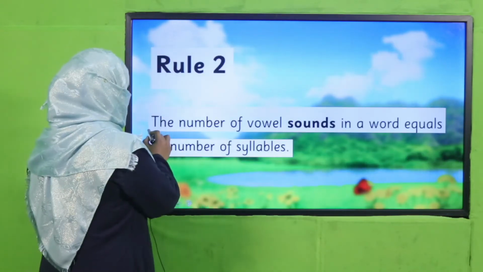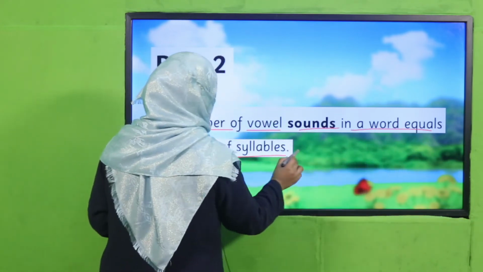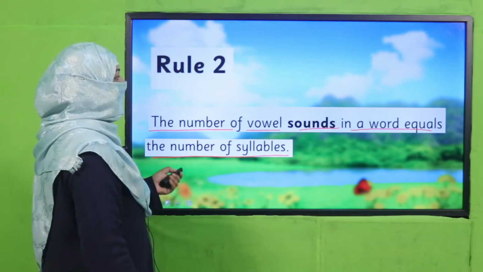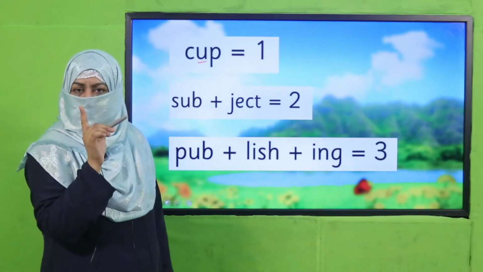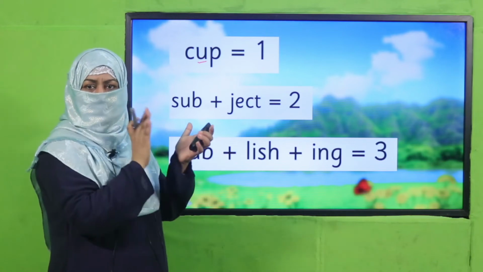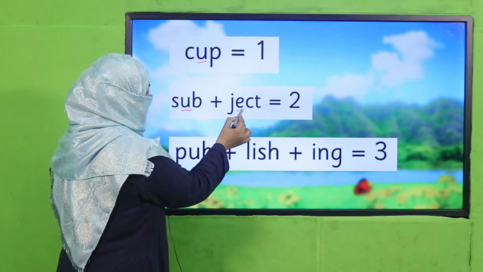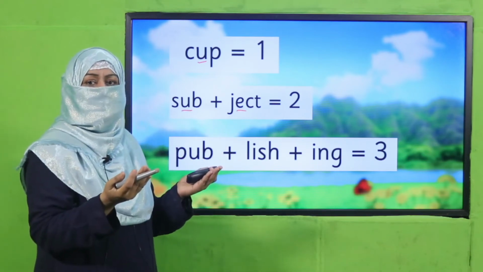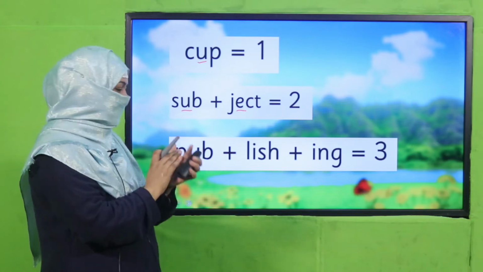And the second thing is the number of vowel sounds in a word equals the number of syllables. This is what we just discussed. Let's practice it. One vowel, one syllable. Cup, cup, cup. Now there are two vowels and two vowel sounds, so it's subject, subject.